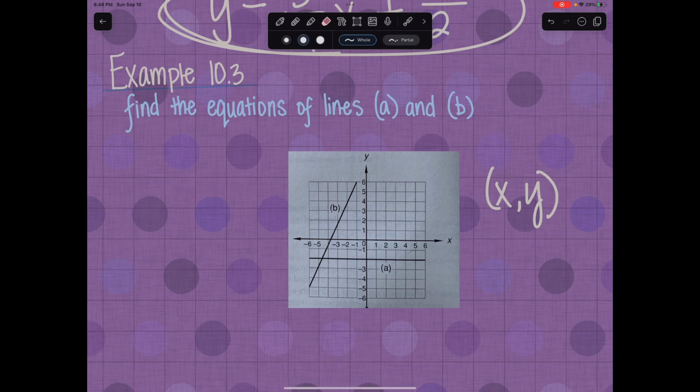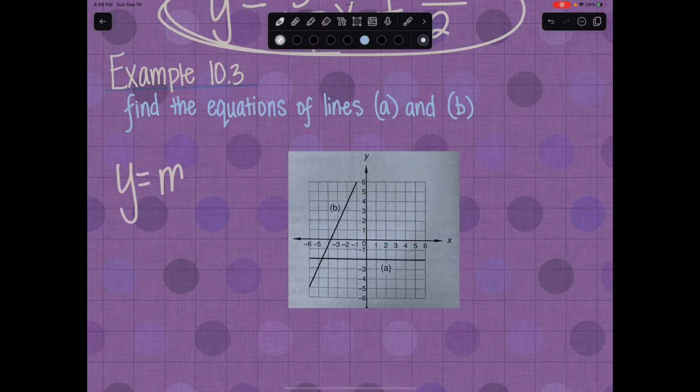Let's do that. When you have a line like this, it's not horizontal, it's not vertical. We know that there are two variables. The two variables that we need to find are the m, the slope, and the b, the y-intercept. Now it doesn't show us where it crosses the y-axis, so that's a little tricky. So let's figure out the slope first.